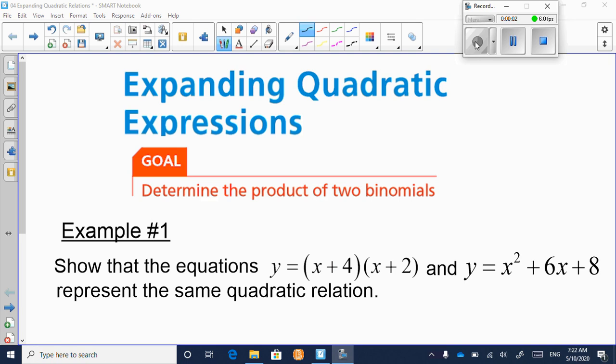Hi everyone, and welcome to lesson 4 of our Unit 4, Quadratic Relations. And today we're going to learn how to expand a quadratic from the factored form to the general form.